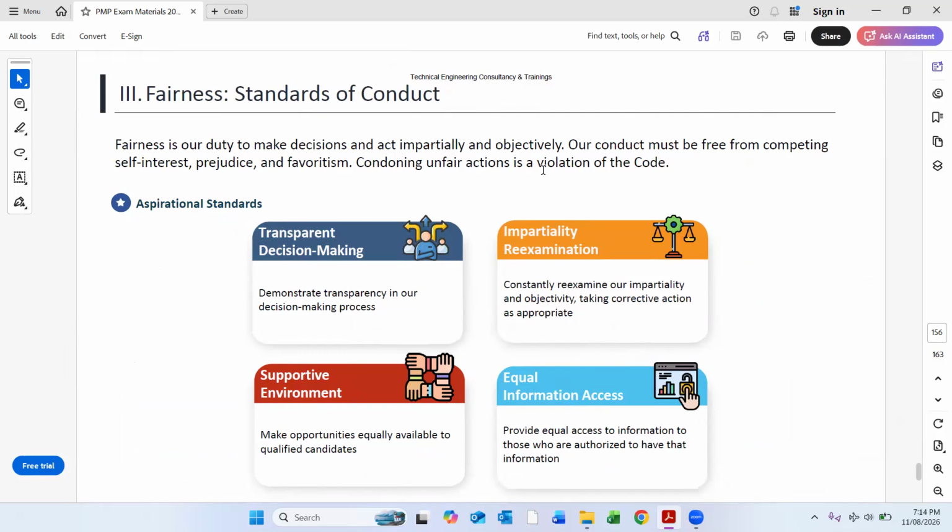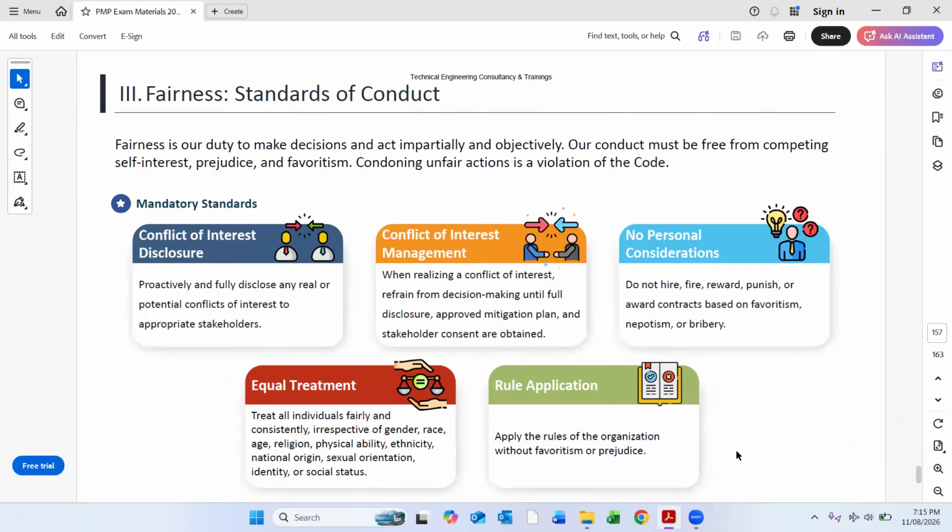In aspirational standards, transparent decision making should be there. Impartiality, re-examination, supportive environment, and equal information access to those who are authorized to have that information, right? If someone has the right to have this information, we should not deceive them or misinform them.